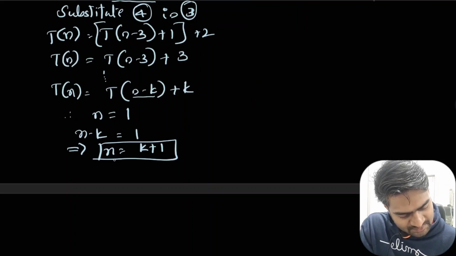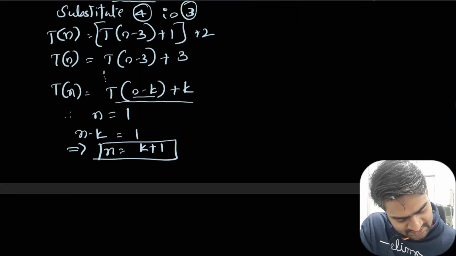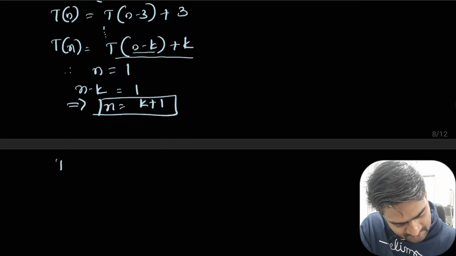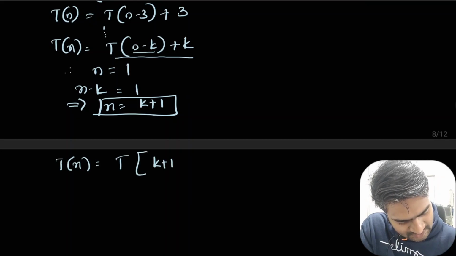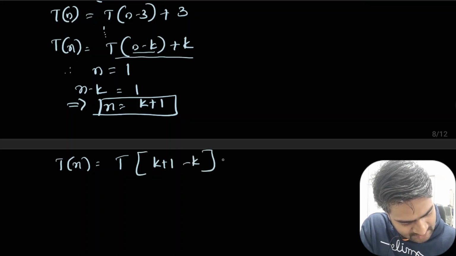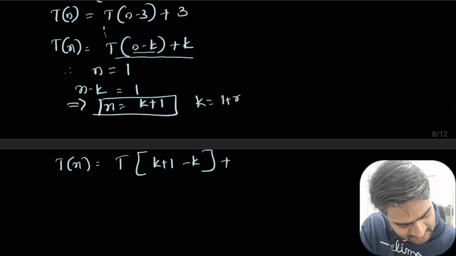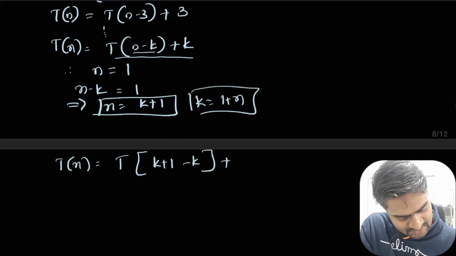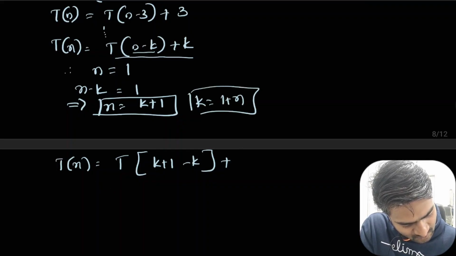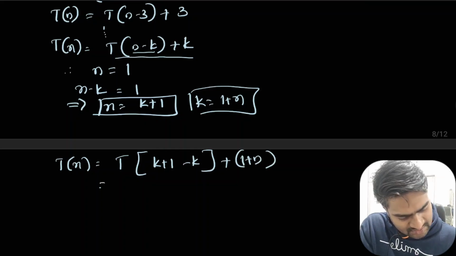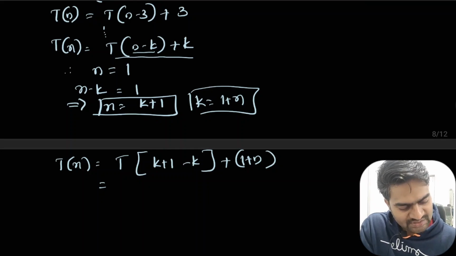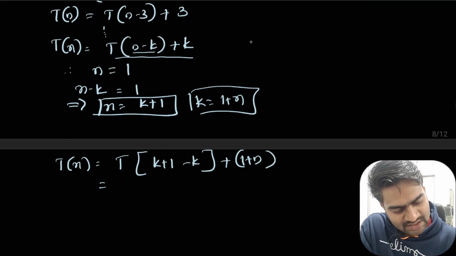Now I will substitute this n value here in this example. So Tn equal to T, what is n? It is k plus 1 minus k. And what is the value of k? If I try to simplify this one, k will be 1 plus n. So we got both the values. Why am I trying to substitute the value of n here? Because I know the base condition. Base condition is nothing but our T of 1.